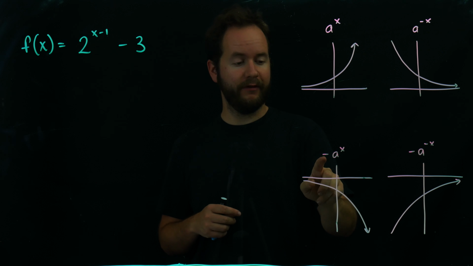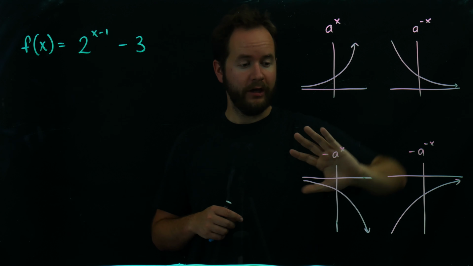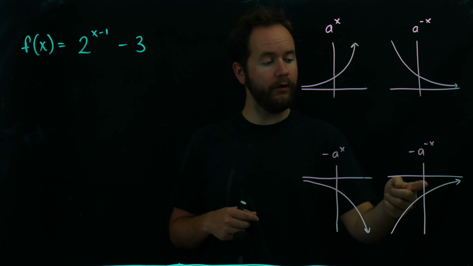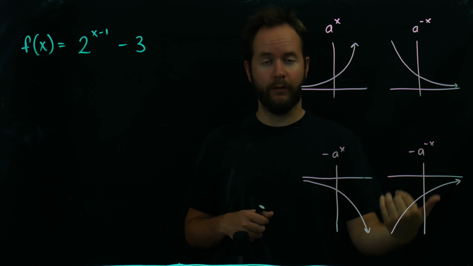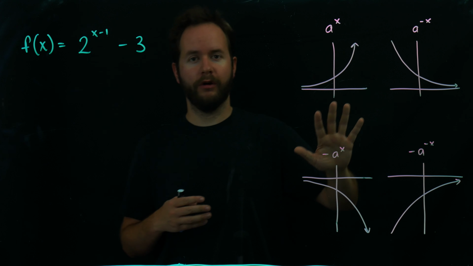Or if you put a negative in front of the exponential rather than in front of the x, you flip it over the x-axis. And if you do both, you actually get reflection over the x-axis and over the y-axis. So we're going to use this knowledge to help us solve this problem.